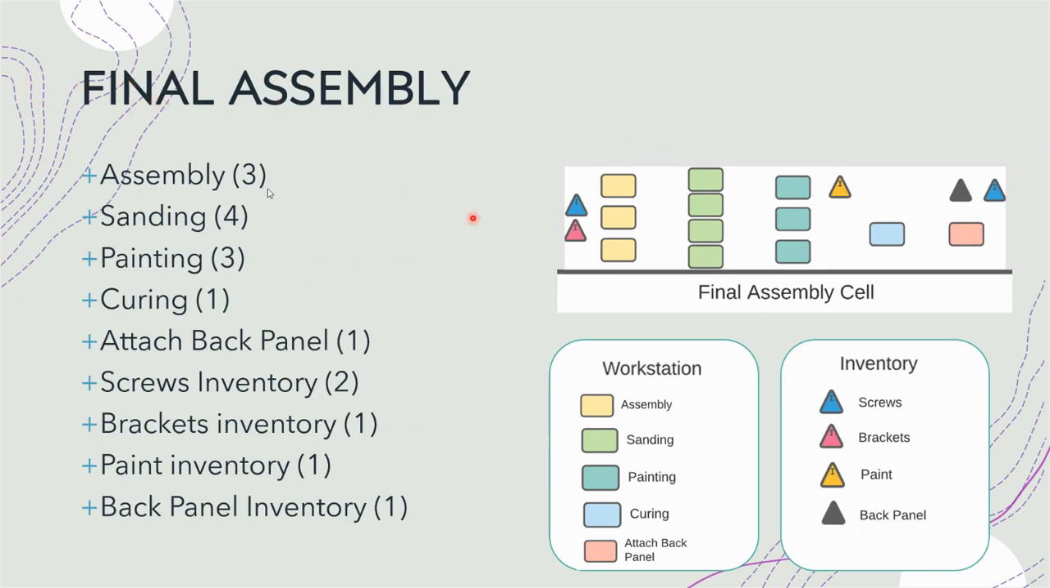In the final assembly, we have many workstations: the assembly, sanding, painting, and curing workstations. We have the touch panel station too, where we are going to attach the back panels that are stored in the inventory. We also have a screws inventory, brackets inventory, and paint inventory for the other processes involved in this cell.